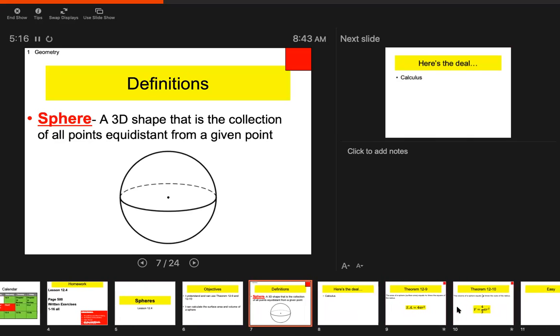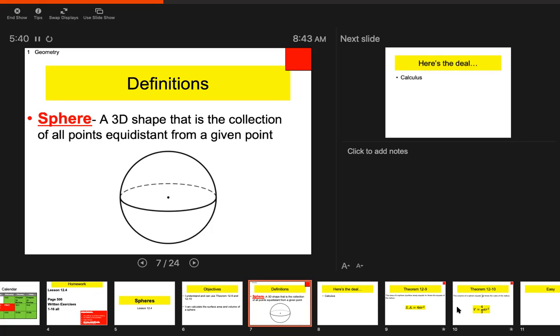Sphere, the definition of sphere. Now, we did this definition before. The chapter we had on loci, we had this exact definition. So a sphere is the collection, it's 3D, and it's a collection of all points that are equidistant from a given point. So you start with the center of the sphere, you measure a certain distance out away from that center in 3 dimensions. Eventually you get a sphere.